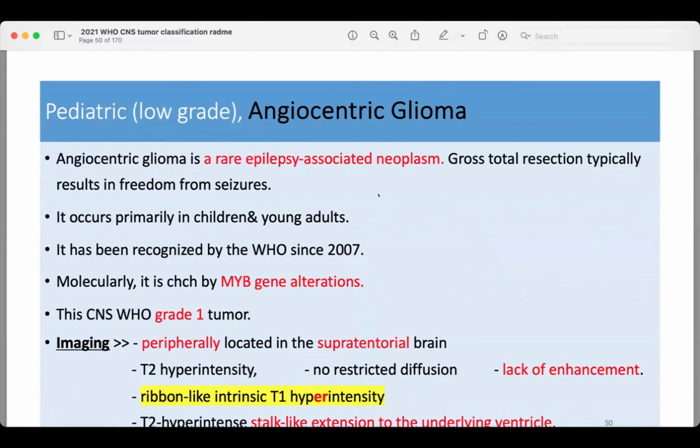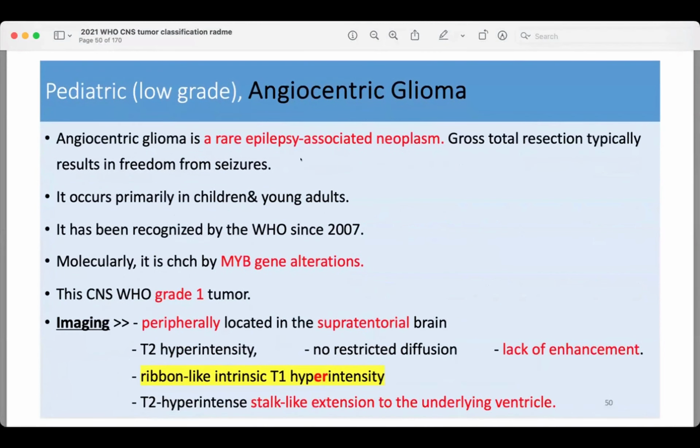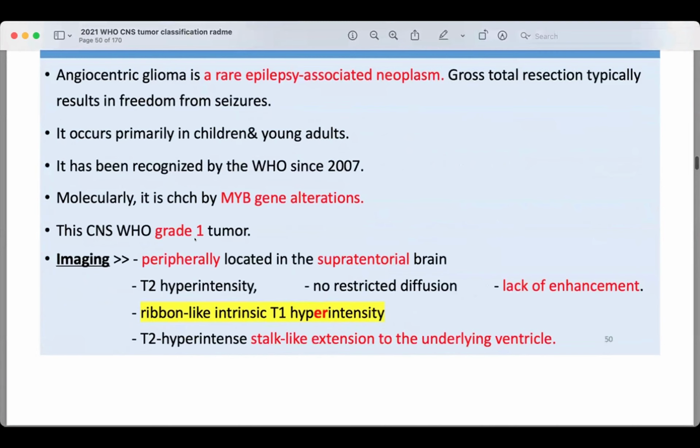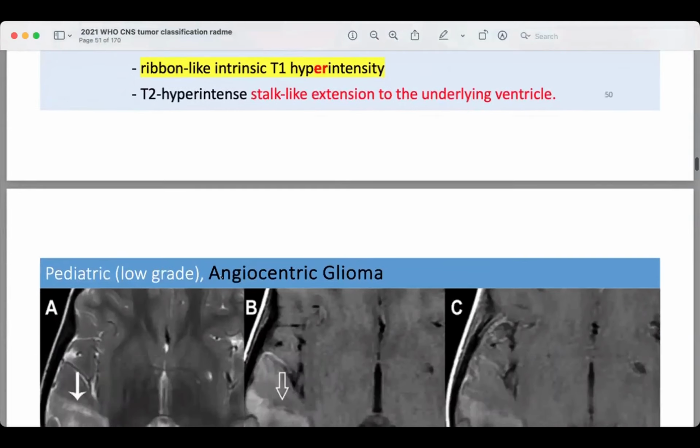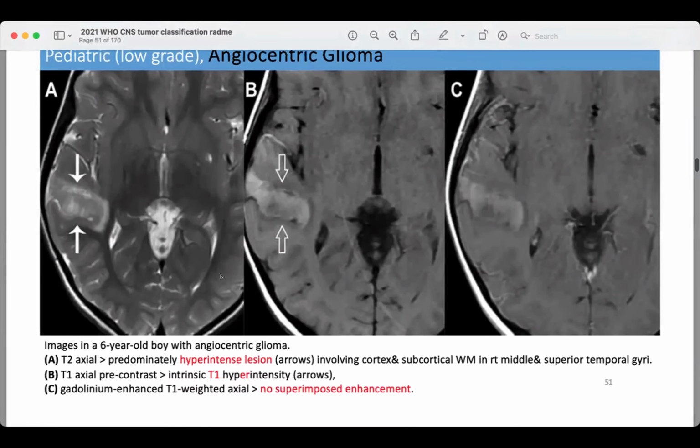The second one was the angiocentric glioma. Also, it is a rare tumor. It is associated with epilepsy and also associated with certain gene mutations. It is always, again, grade 1. It is peripherally located, supratentorial. As I told you, T2 hyperintense, most of the tumors are like that. There is no enhancement also, but it has a very characteristic appearance: a ribbon-like intrinsic T1 hyperintensity, and we can see it in these images.